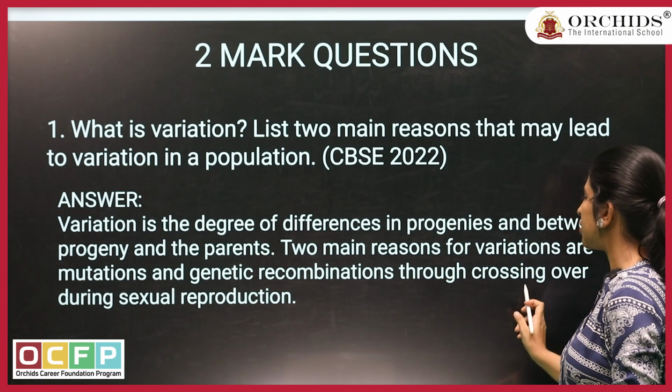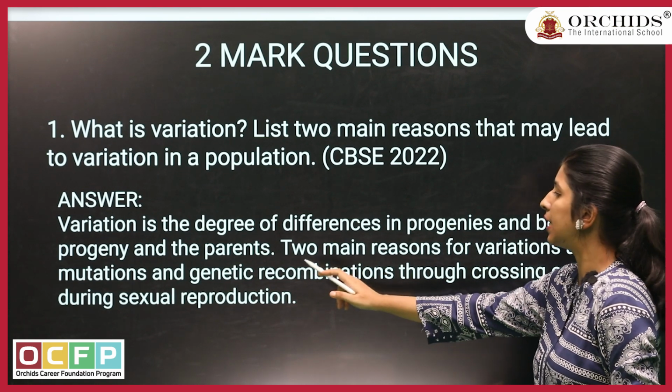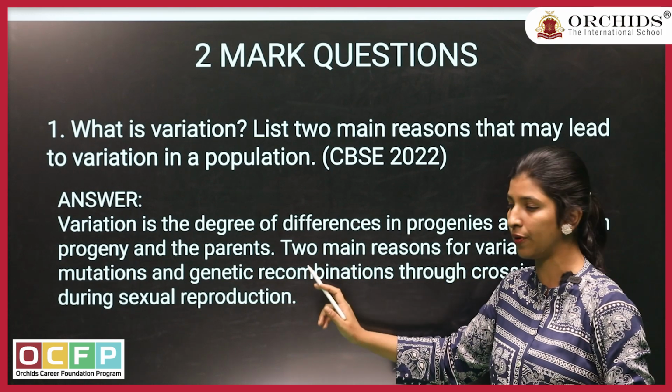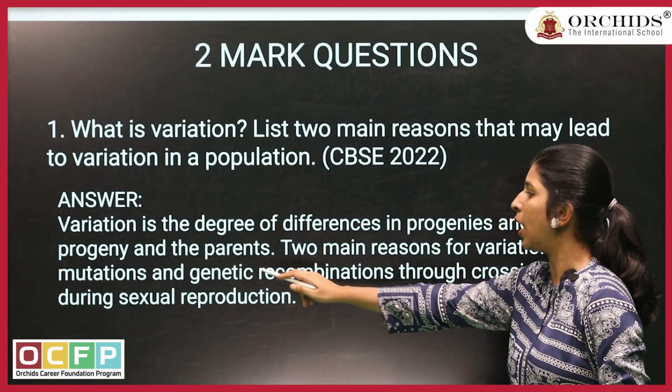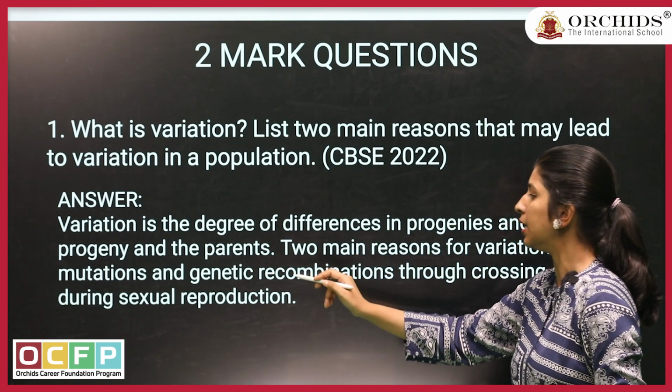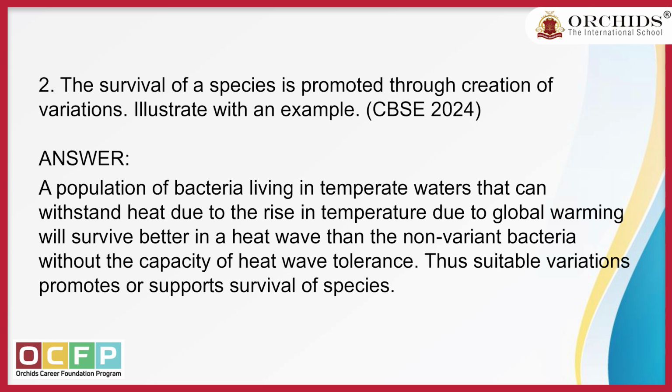You can mention crossing over also, but the genetic recombination that results from the crossing over in the meiosis is the actual reason. So to get full marks, you have to mention the genetic recombinations through the crossing over during sexual reproduction.